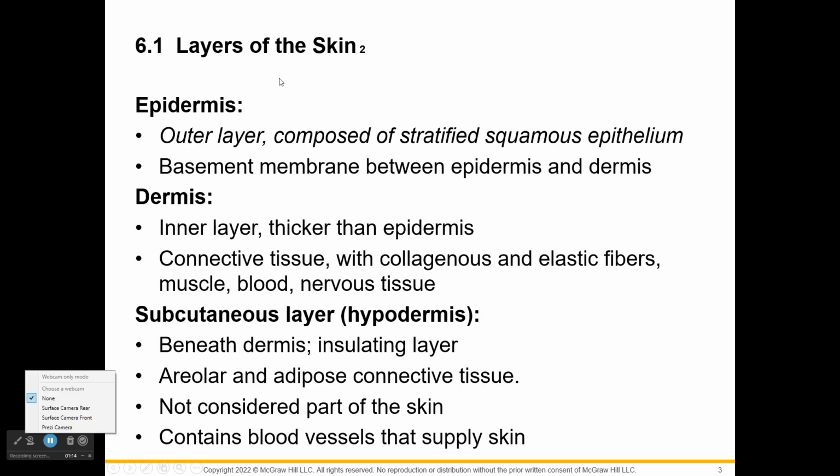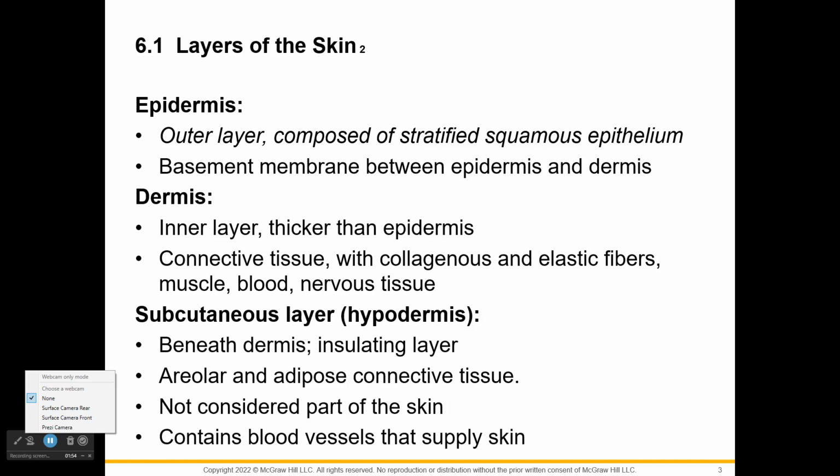So what is the epidermis made out of? Well, it is your stratified squamous epithelium. We've seen a picture of it where there was just lots of layers of these flattened cells, and it's for protection. Under all those flattened cells, you'll of course find a basement membrane. And then if you cross the basement, you're now in the dermis. The dermis is going to be even thicker than the epidermis, and it's going to be connective tissue. You're going to see a lot of fibers, elastic and collagenous, and we'll see muscle there, blood, and nervous tissue within that connective tissue.